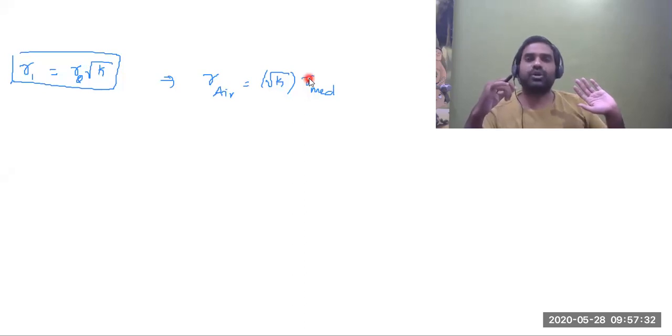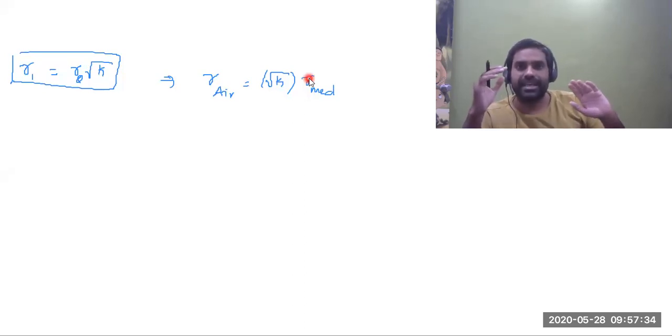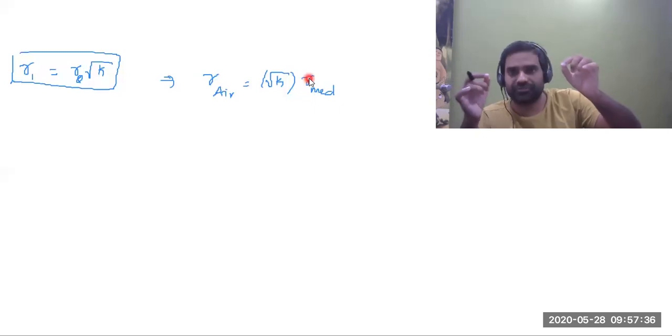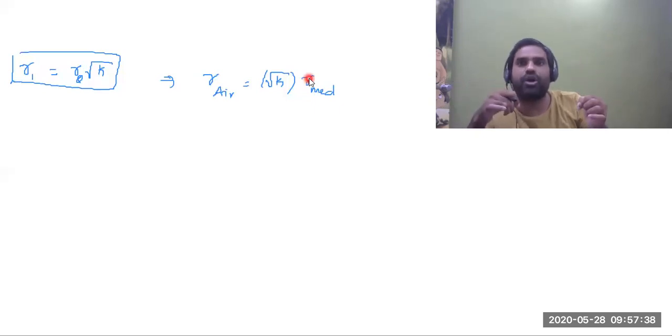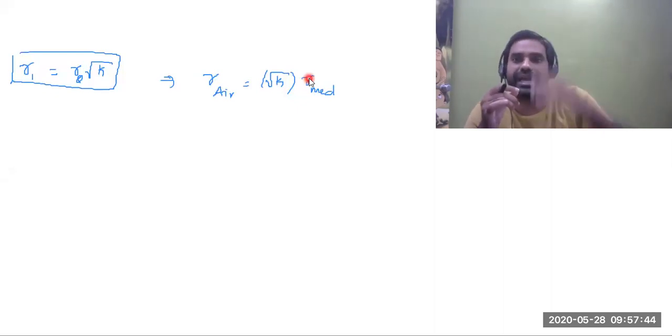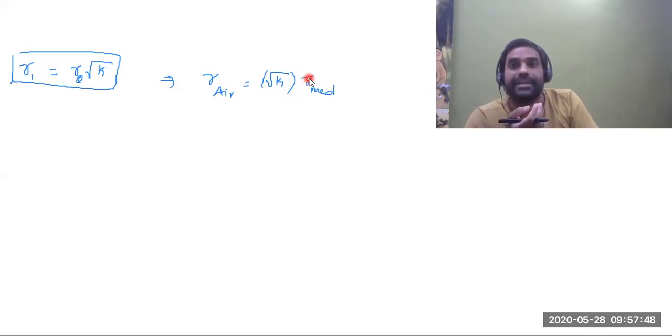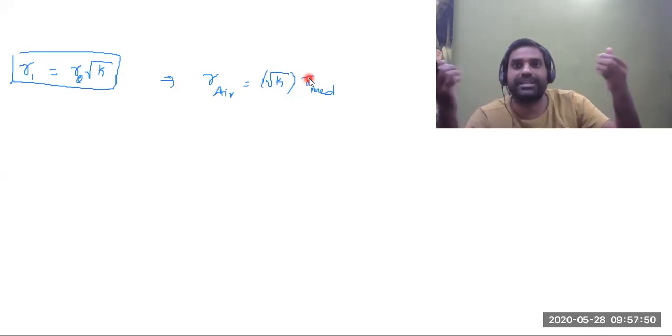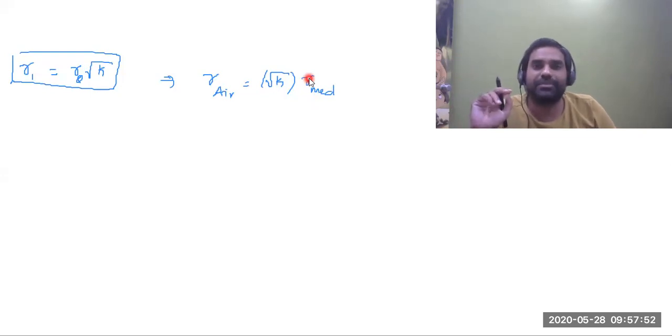Okay. So if you take the two charges from the air to the medium, automatically force is decreasing. And if you take the same two charges from the medium to the air, the force will increase. Okay, what happened? In order to maintain the same force, distance should be increased.